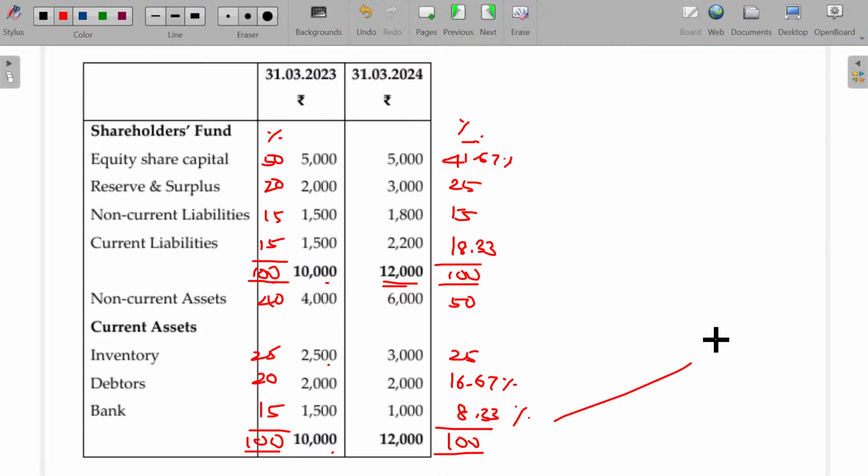Only one point to be noted here. Common size means make every element into the percentage form. Where in income statement, sales is assumed to be 100, rest will be calculated certain percentage on the sales. In case of balance sheet, the total is assumed to be 100, rest will be calculated certain percentage of the total value. Clear?